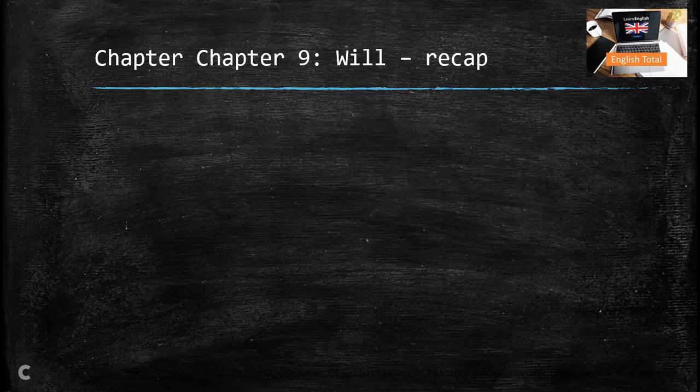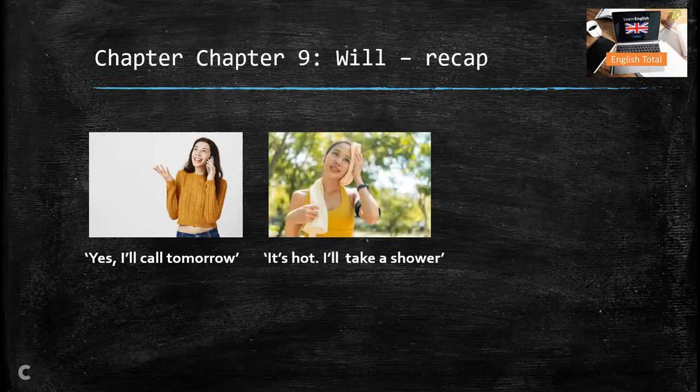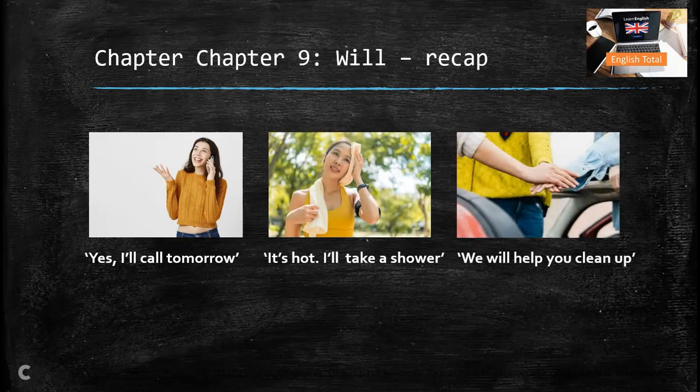Okay, let's recap. In this lesson, you have learned that you can use will to describe future actions in general. You've learned that you can also use it to describe actions you have decided to do in the moment. And that you can also use will to offer things in general. So, now you are ready to talk about the future in English.